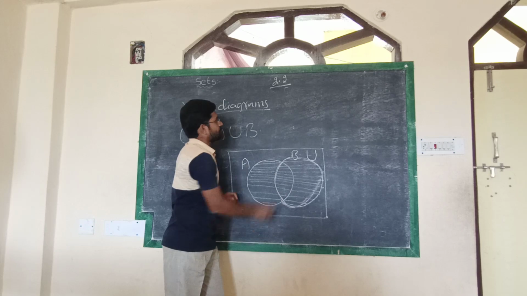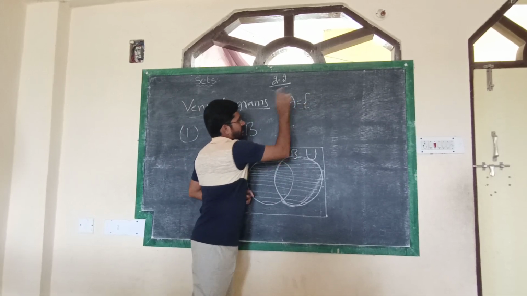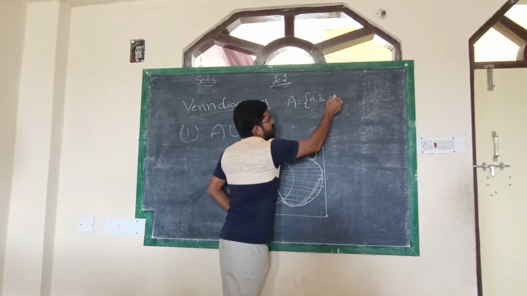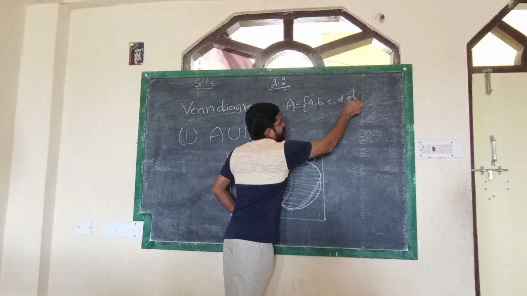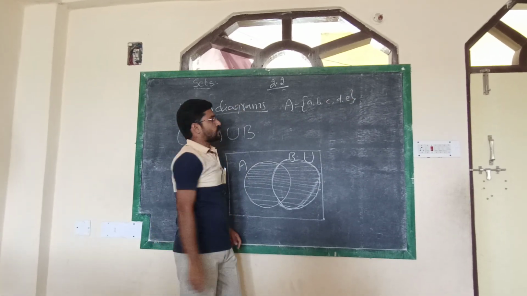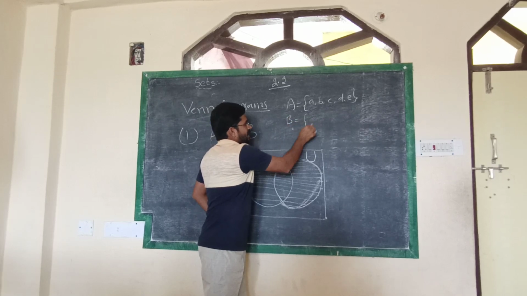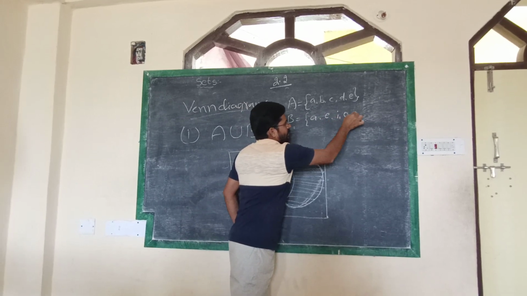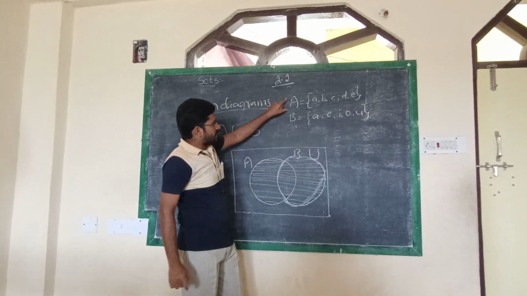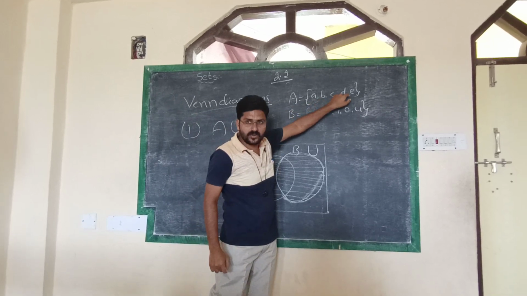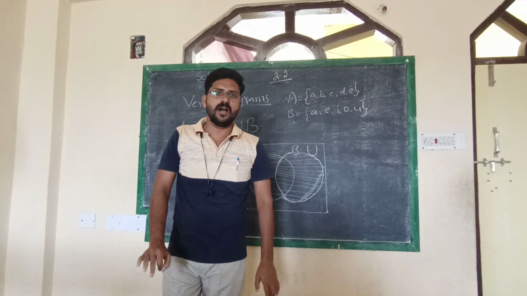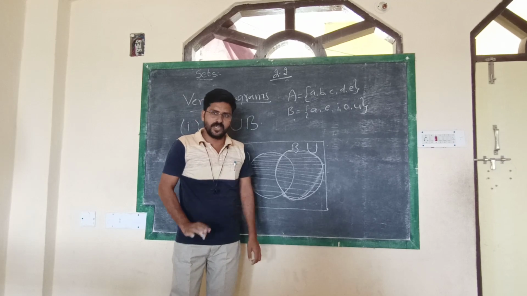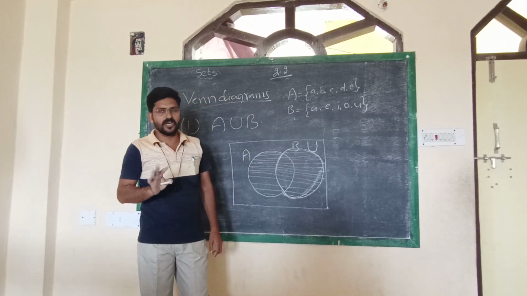If you want, I will give one more numerical example for this also. Now you can take one example: A is equal to the set of A, B, C, D, E. Next, B is equal to another set, that is A, E, I, O, U. See, set A is A, B, C, D, E that I have taken. Set B is A, E, I, O, U. These are two different sets. If you want to write A union B, how to write? Union means we have to take together.